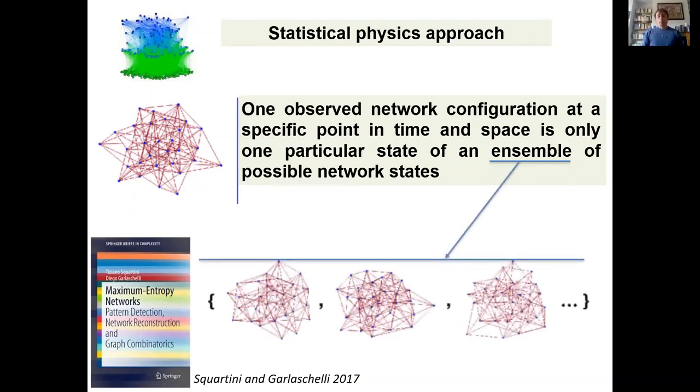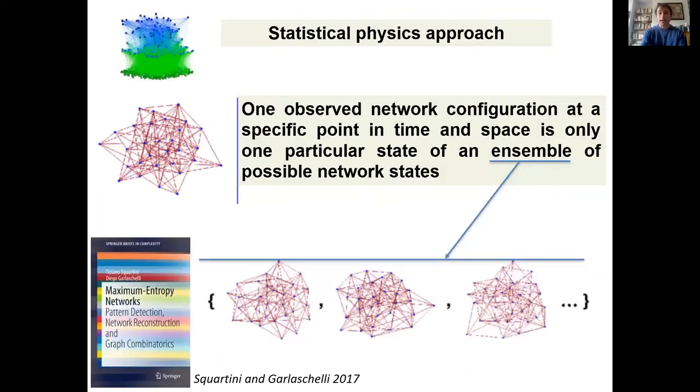So you don't have one network, you have an ensemble of possible network states, and what you observe is a realization from that ensemble. So then the question becomes, how can you reconstruct the ensemble given the information you have from the real network?